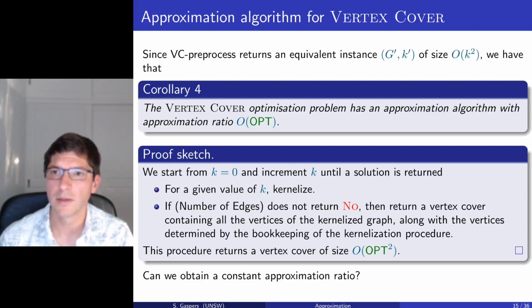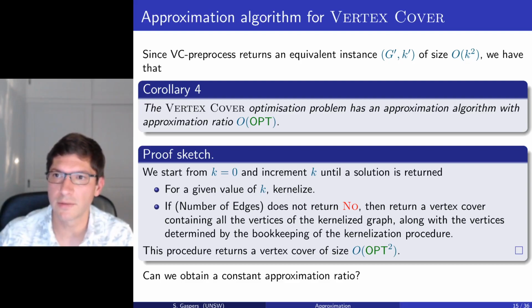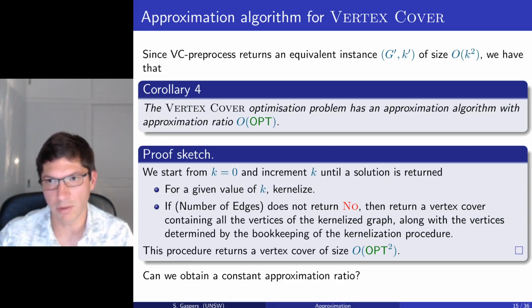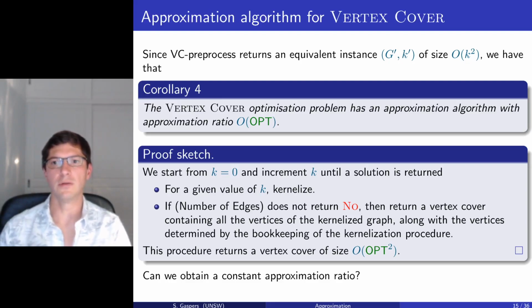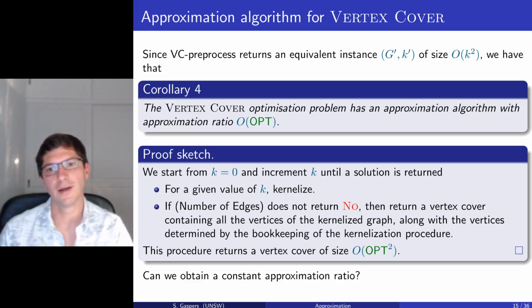So if we did that here, actually we would get a set of order k squared vertices that cover the remaining edges that need to be covered. Our bookkeeping now also adds these k minus k prime vertices, but in total we still have order k squared vertices, right? So if we knew k before starting, then we could easily do this. So now we just need to have a procedure that tries out many values for k until it succeeds.